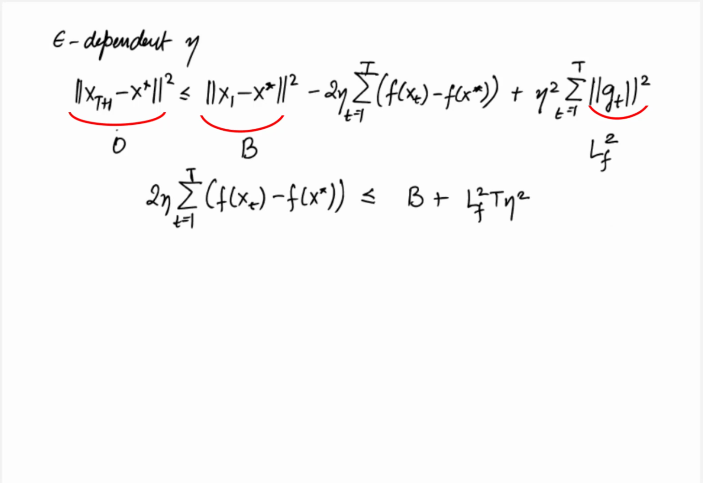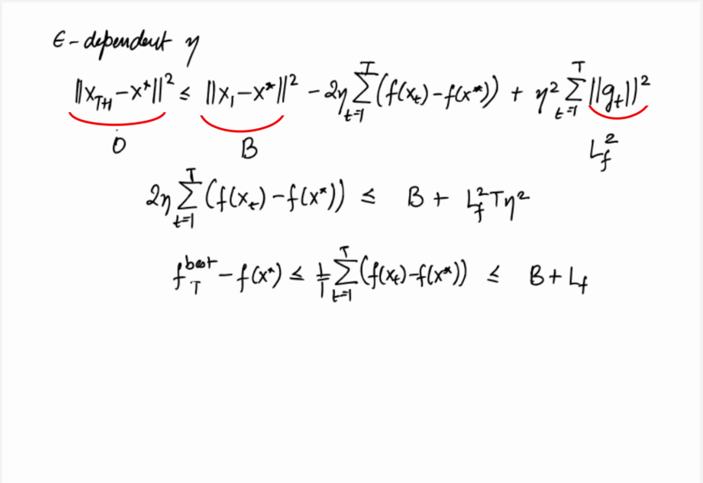Therefore, the smallest optimality gap achieved so far is given by f_best(T) - f(x*) less than or equal to 1/T summation from t equal to 1 to T of (f(x_t) - f(x*)), which is less than or equal to (b + L_f^2 T eta^2) divided by 2 T eta.